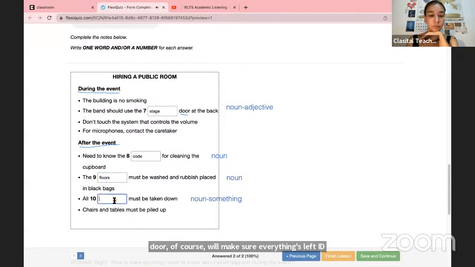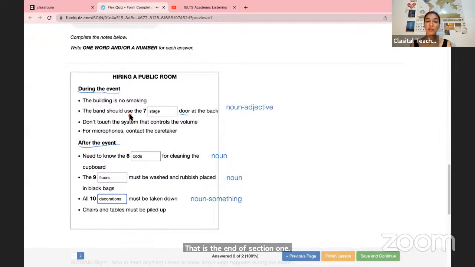Oh, and I forgot to ask. I presume we can have decorations in the room? Yes, but you must take them down afterwards. Sure. And the chairs and tables should be stacked up neatly at the back of the room. I'll make sure I've got a few people to help me. That is the end of section 1.